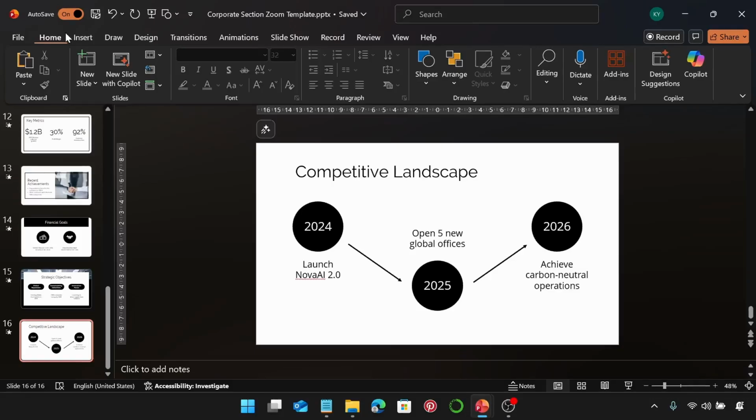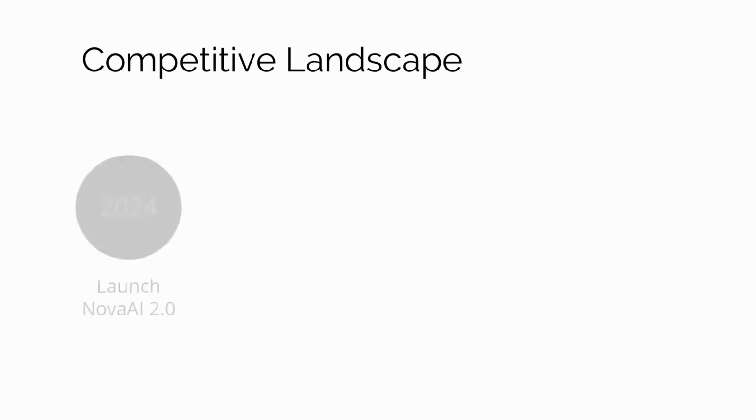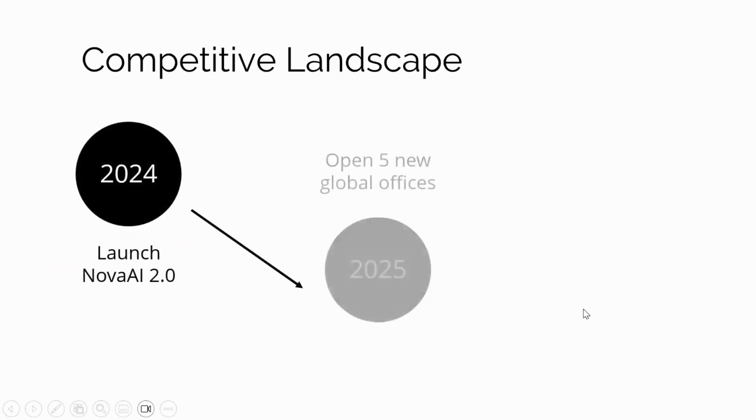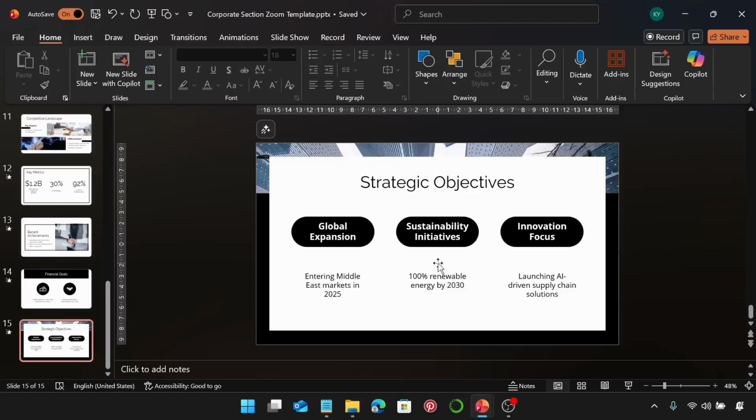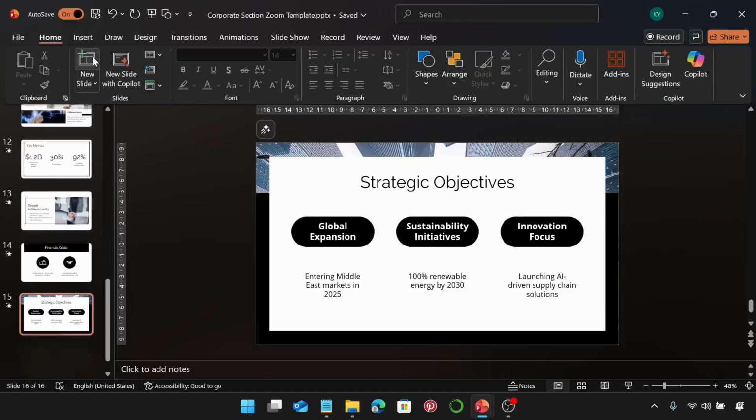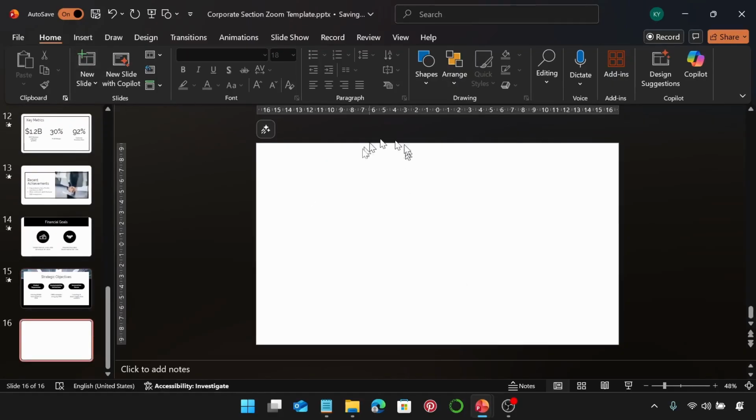This video is part 16 of a video series where we create a corporate section zoom template in PowerPoint. This is the 16th slide, which is the competitive landscape slide. Let's create a new slide. So go over to the home tab and under slide, new slide, just create a new blank slide.